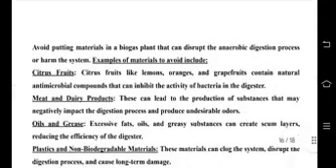Then avoid putting materials in a biogas plant that can disrupt the anaerobic digestion process or harm the system. Examples of materials to avoid include citrus fruits. Citrus fruits like lemons, oranges, and grapefruits contain natural antimicrobial compounds that can inhibit the activity of bacteria in the digester. So avoid putting citrus fruits into a biogas plant. Then meat and dairy products. These can lead to the production of substances that may negatively impact the digestion process and to produce undesirable odors. So to prevent this from happening, never put meat and dairy products into a biogas plant.